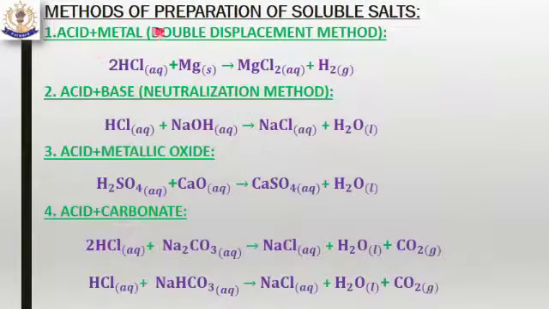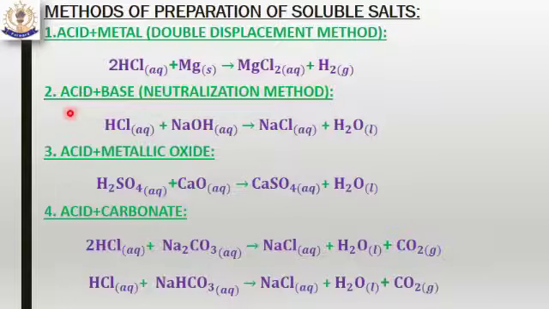Let's understand these methods of preparation by watching these reactions. The first method is called the direct displacement method. It occurs between an acid and a metal. HCl is an acid and magnesium is a metal. Magnesium displaces hydrogen ion and forms magnesium chloride. Magnesium chloride is a soluble salt and hydrogen gas is liberated.